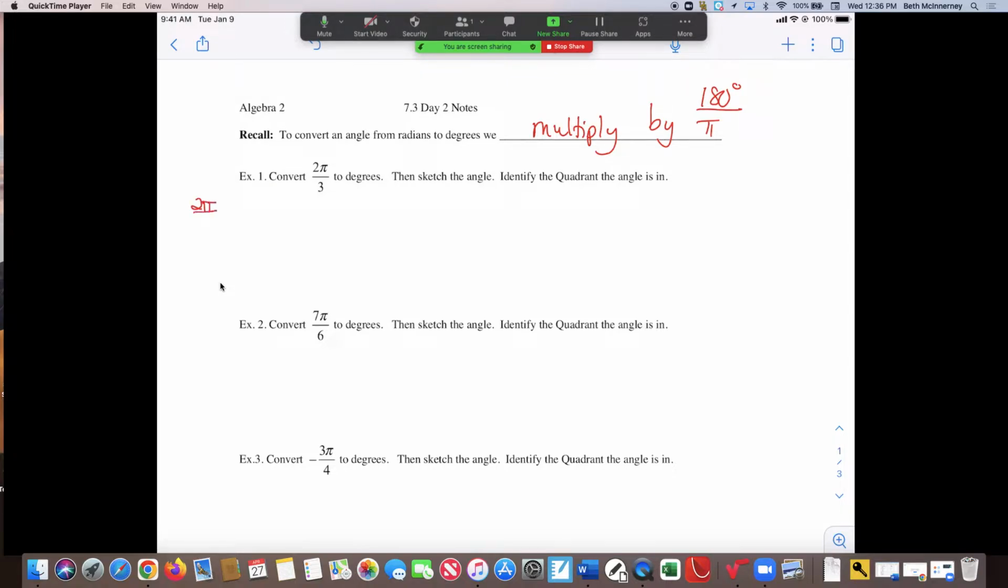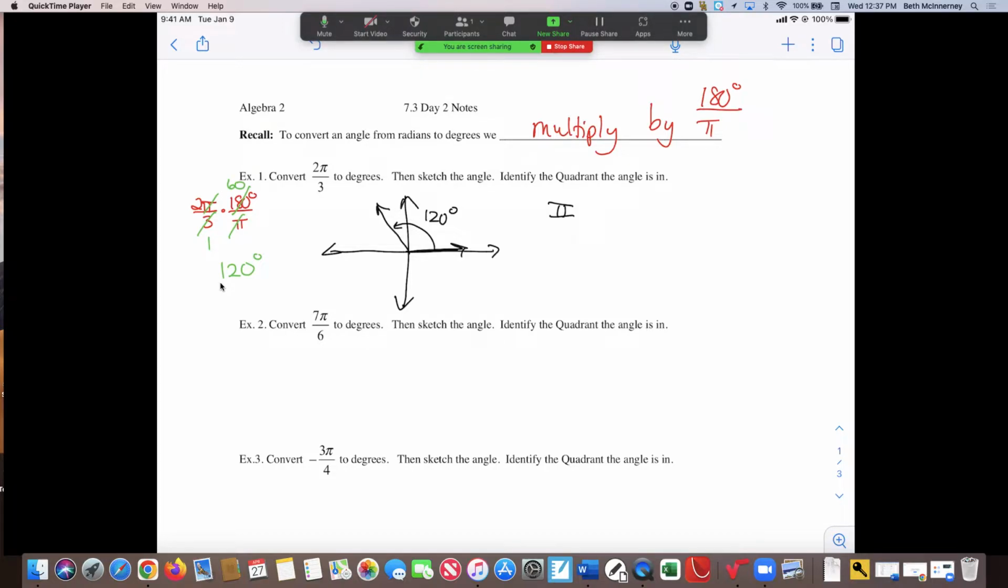So here I go. 2 pi over 3, I'm going to multiply by 180 over pi. So I'm going to immediately cancel the pi's. Then I know this. 3 goes into 180 how many times? 60. 2 times 60 is 120 degrees. So to make a sketch, 120 degrees is 60 degrees away from the x-axis. This is in the second quadrant.